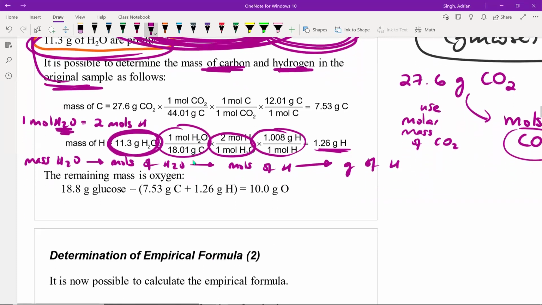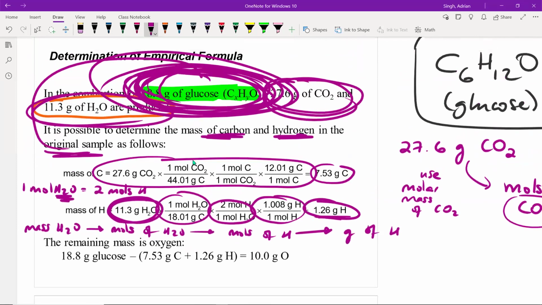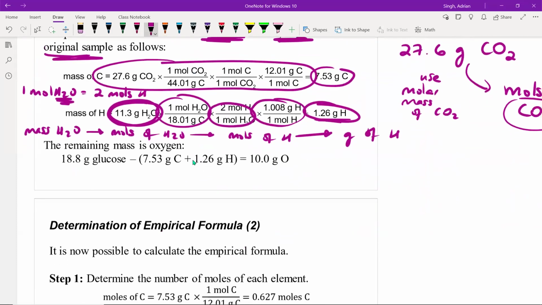So I know in my glucose I have whatever grams of carbon, depending on the calculation that we just outlined. I know how much hydrogen was in that original sample. Well, the only other thing present in my glucose is oxygen, right? So if I know the total mass of the glucose, which was 18.8, I can just subtract the mass of the carbon and the hydrogen, and then I get the remaining mass, which is going to be my O. So I know then that I would have 10 grams of oxygen.